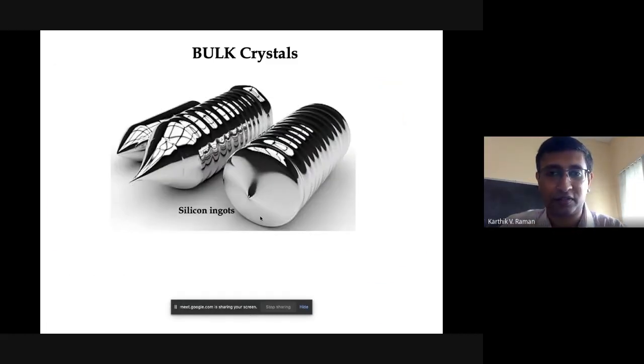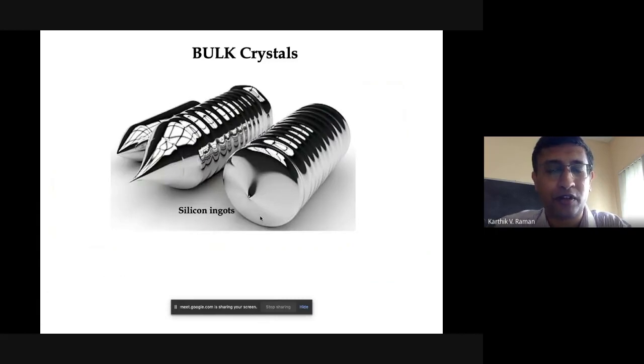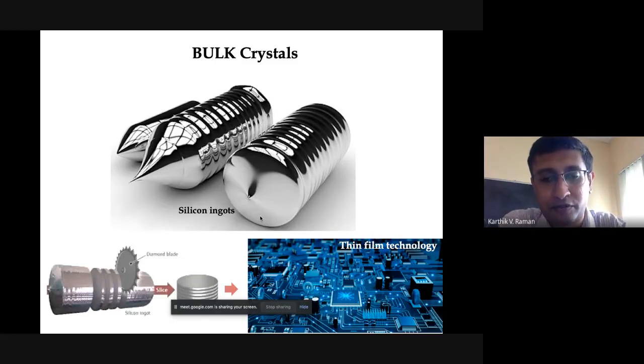So I think the acknowledgements were for my students and postdocs in the lab and also our collaborators. When you talk about bulk silicon ingots, these are primarily made using techniques we are familiar with in terms of bulk crystal growth. But when you want to make devices, we often use these ingots and slice them using a diamond blade, and we make wafers out of them. These are what are typically called silicon wafers, of various diameters, that we use extensively for our device fabrications. And this is what has driven the thin film technology.